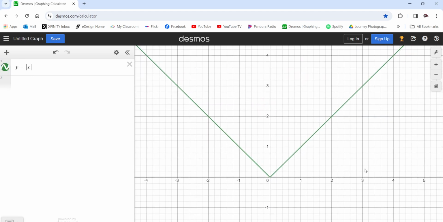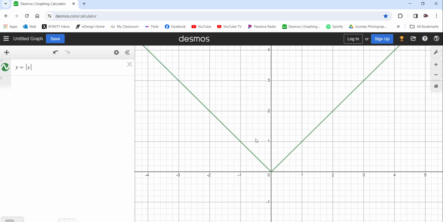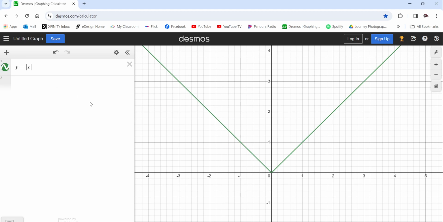That's our normal, everyday absolute value graph, right? We just finished doing it. That should not be difficult to see, right? You go over 1, you go up 1. You go over 2, you go up 2. Same thing on the left-hand side. You go to the left 1, you go up 1. You go to the left 2, you go up 2. Everybody good with that? All right, so what do you think is going to happen?